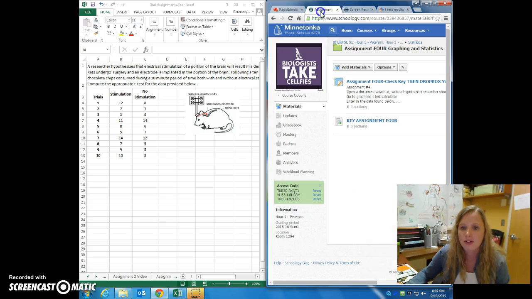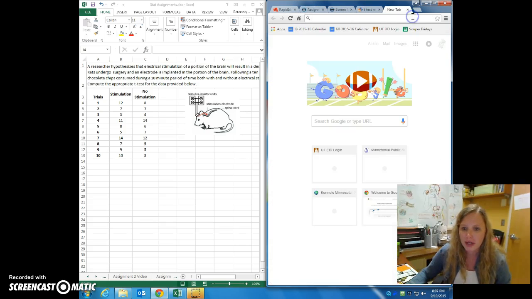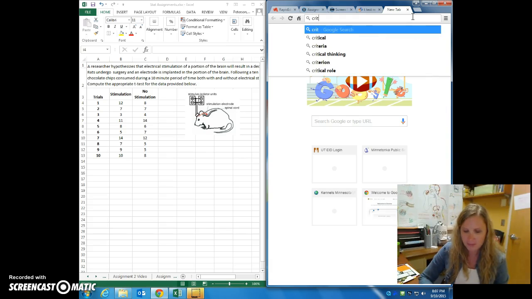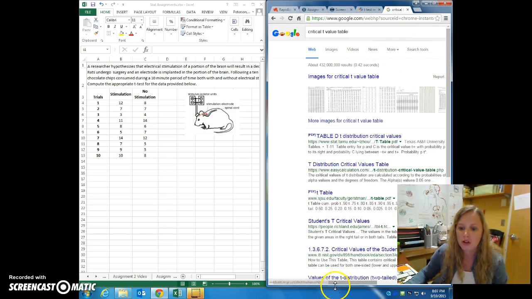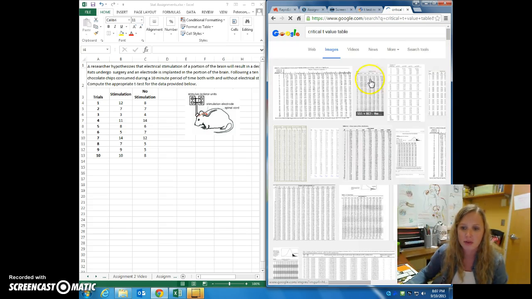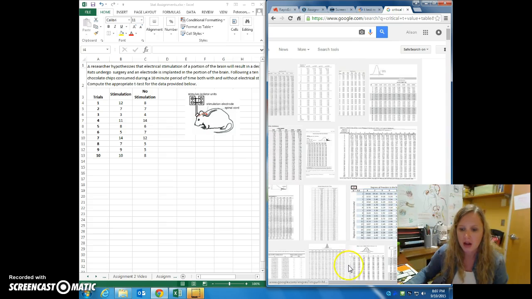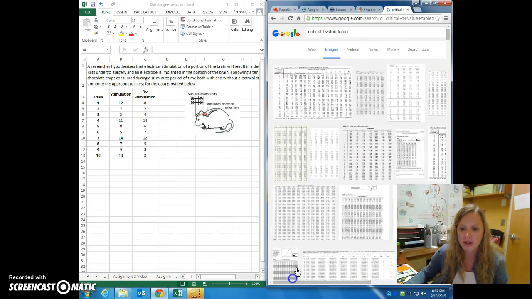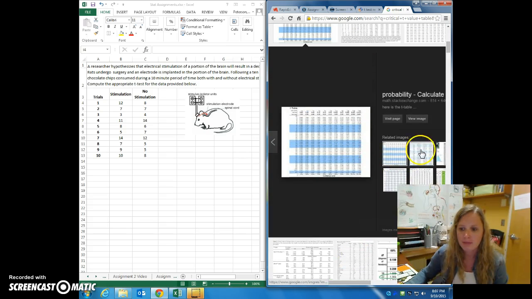I'll also link the critical t value chart. And remember, you are looking at a 95% confidence, which would mean a 5% error, right? So you want to find one.